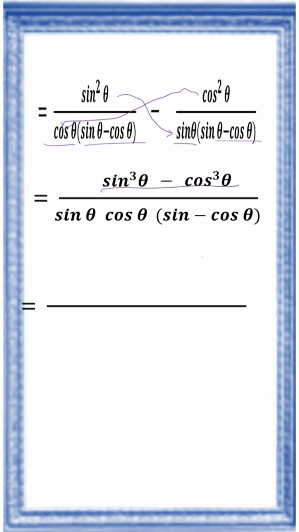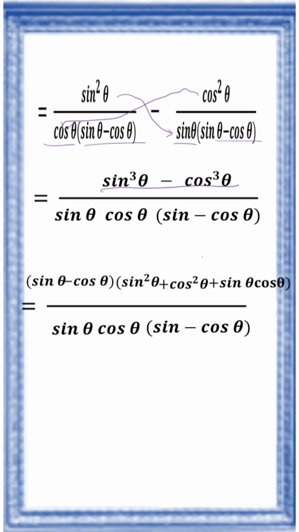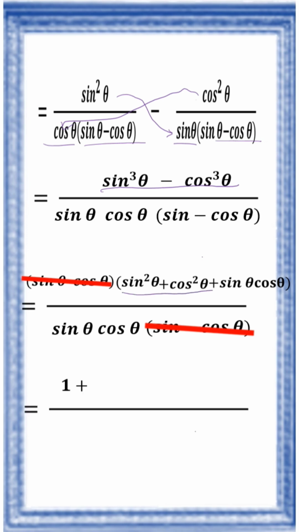Denominator will be the same, sin theta minus cos theta into sin square theta plus cos square theta plus sin theta into cos theta. Here observe, sin theta minus cos theta in the numerator and sin theta minus cos theta in the denominator can get cancelled. So now we have sin square theta plus cos square theta is equal to 1, plus sin theta into cos theta. In the denominator sin theta into cos theta.